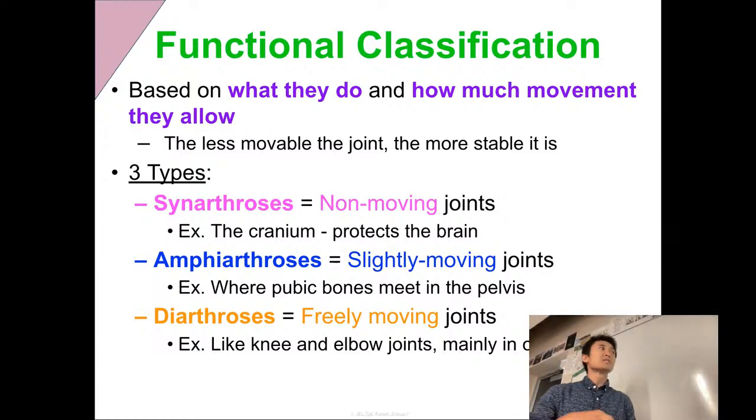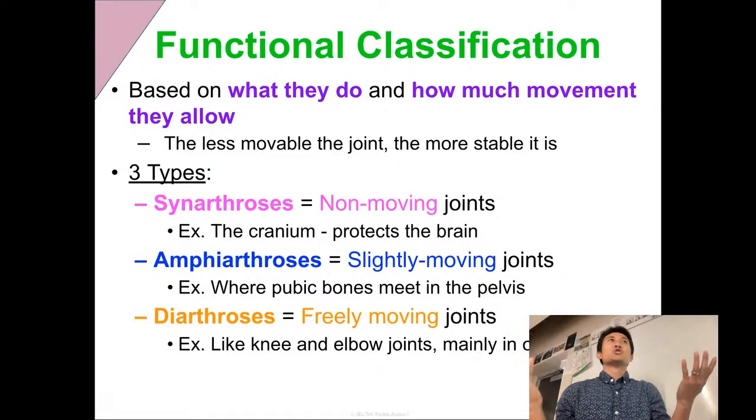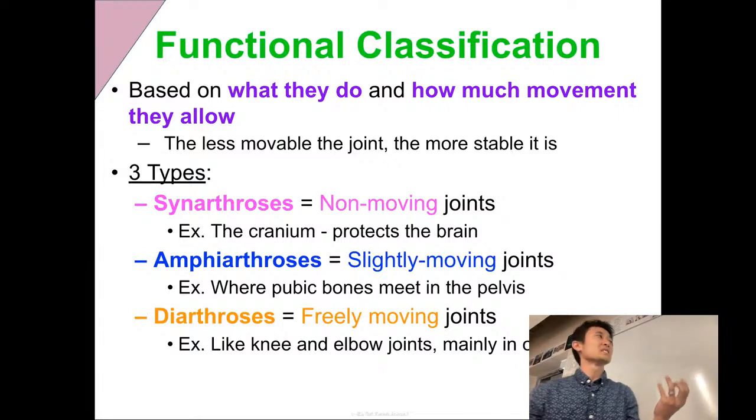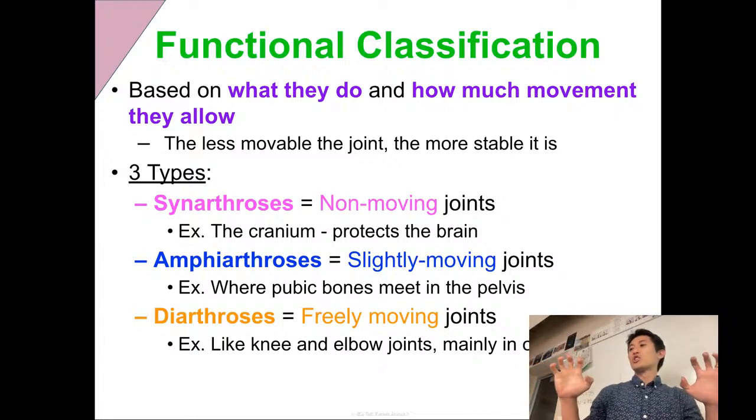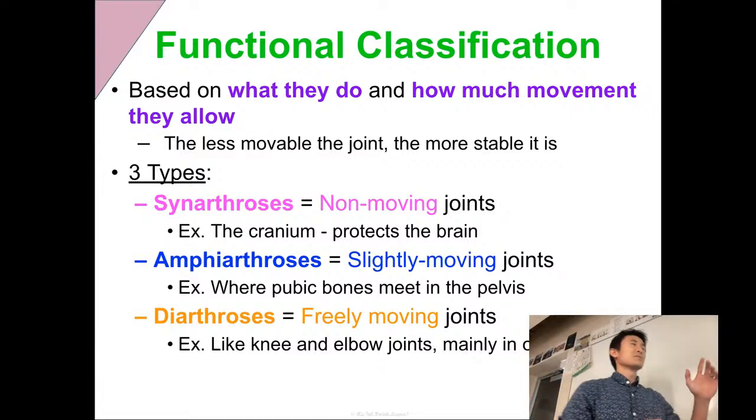So these are the functional classifications. This is based upon how movable they are. So we have three types. Can you guys say synarthroses? Okay, synarthroses. And what word do you see in arthroses, or what disease? Arthritis, right? Arthritis is when your joints become very stiff, either because there's not enough cartilage or there's not enough collagen, or they start to curl like this. So you have arthrosis, not arthrosis, arthritis.